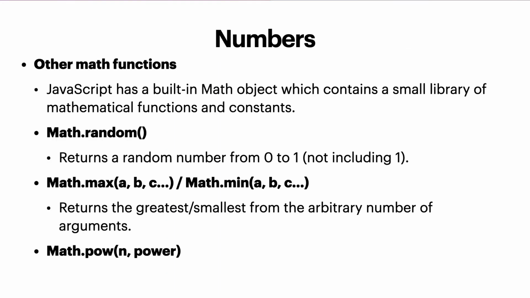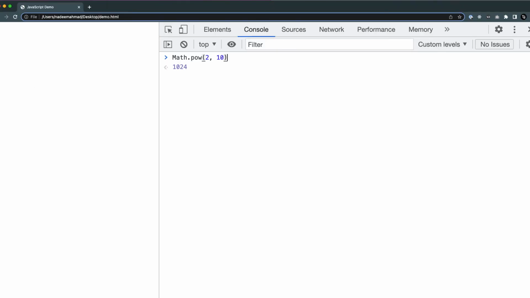The third method is basically Math.pow, which returns n raised to the given power. So basically it will raise n to the second argument, whatever you pass it. So in here you can see Math.pow is 2 raised to the power 10, and it will return 1024. There are more functions and constants in the Math object, including trigonometry and all that. We'll talk about those in later videos. So that is all about numbers, and I hope you have learned something new in this video.